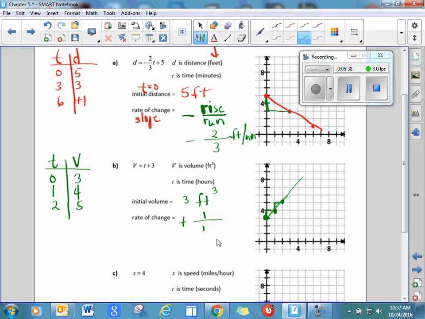And when we add the units, it's 1 cubic feet per hour. Sometimes you see unit rates written with the word per. Sometimes you just see it with the fraction mark.